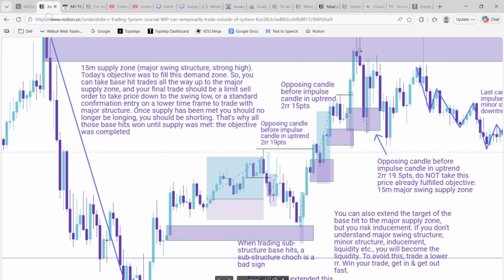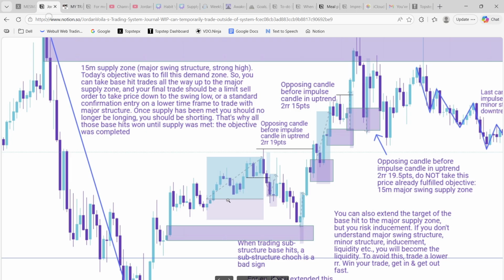Price still filled the supply zone, sorry. Price still filled the supply zone. I just got stopped out. So that's why if you're trading these base hits, you want momentum to be on your side if you are going to target the objective.